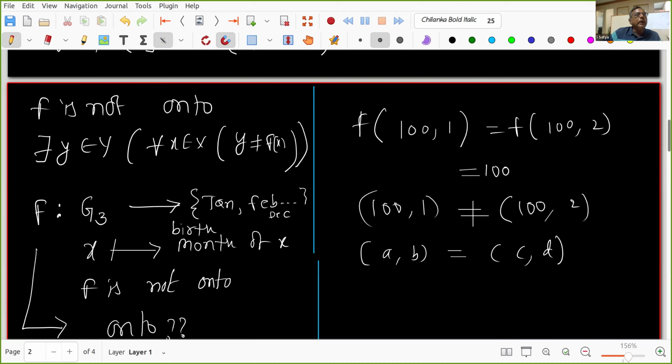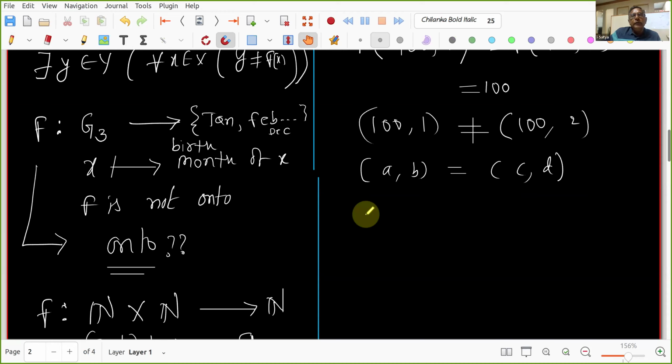Yes, this is 1-1, right? Okay. What about this map? F of (A,B), now I am defining a new map, A plus B. F of (A,B) equal to A plus B. No, I will not ask questions. You ask 1-1 and onto. If you want to comment, comment. Again, it is a map from N cross N to N.